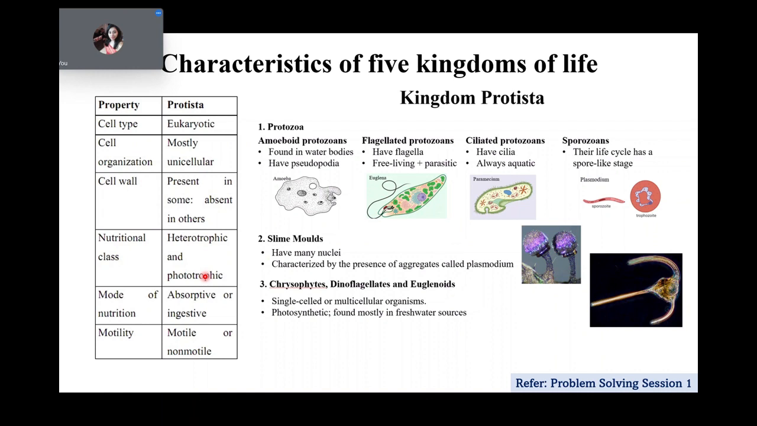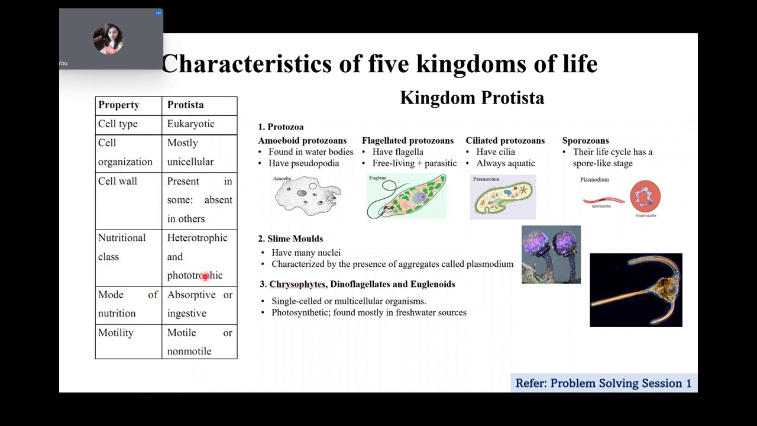So kingdom Protista also has further subclassification. The first group is called protozoa. Second is called slime mold, and the third is this group of chrysophytes, dinoflagellates, and euglenoids. Protozoa are exemplified by amoeboid protozoans, who are generally found in water bodies, and they have these pseudopodia, which they use for engulfing food.